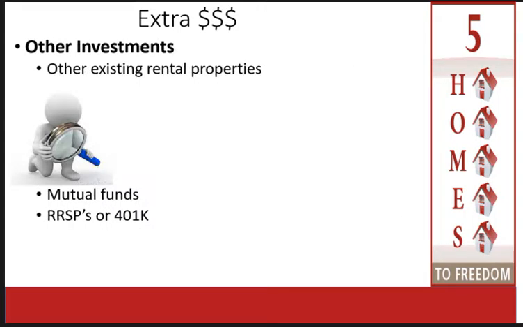So that's the personal side of things. Let's take a look at some other investments that you may own. You may have other existing rental properties already that you've been using to build your portfolio. So you could use some of the rental income from those properties, siphon some of the money off there into a separate pool that you can then use directly to reduce the debt on the homes in your 5 homes portfolio. You also have the opportunity to use your mutual funds and or your registered retirement funds, whether they be RSPs or your 401ks. So let's take a closer look at these two.